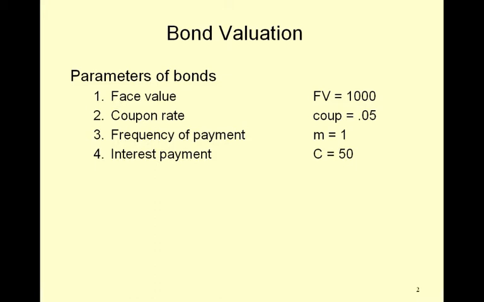The fourth parameter is the actual interest payment received in each time period. It's fully determined by the 3 parameters that went before it. So if we have a face value of $1,000 and a coupon rate of 5% and annual payment of interest, the bondholder or lender will receive $50 per year in interest payment.